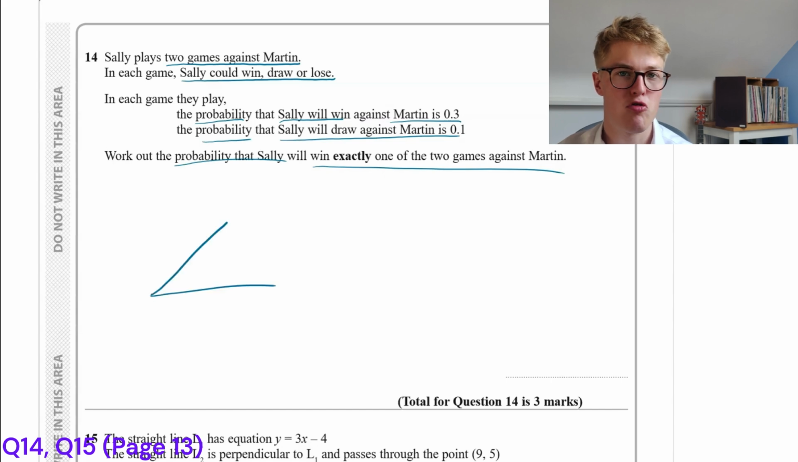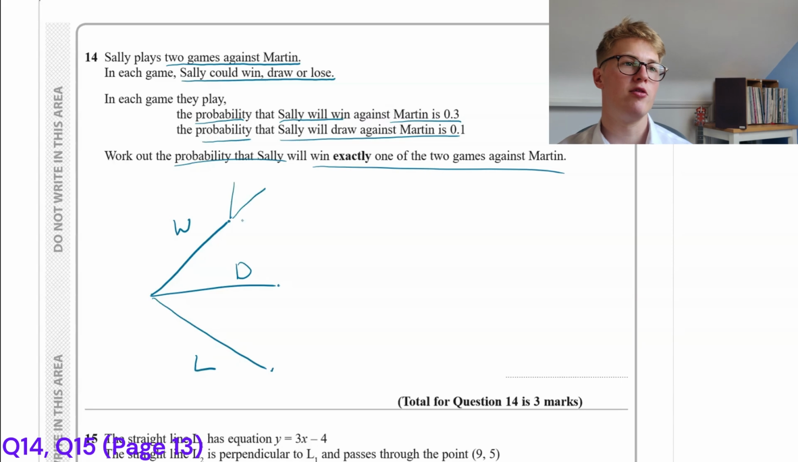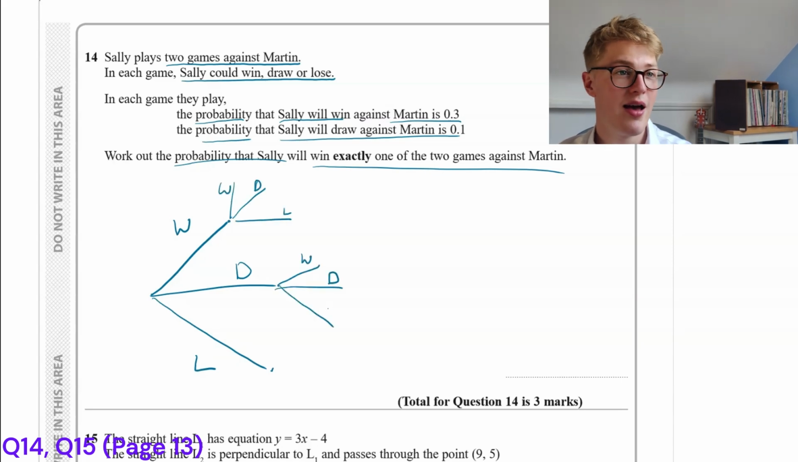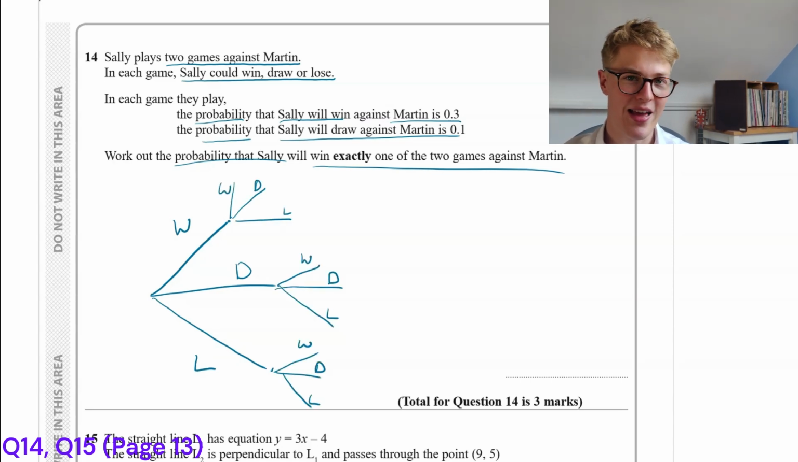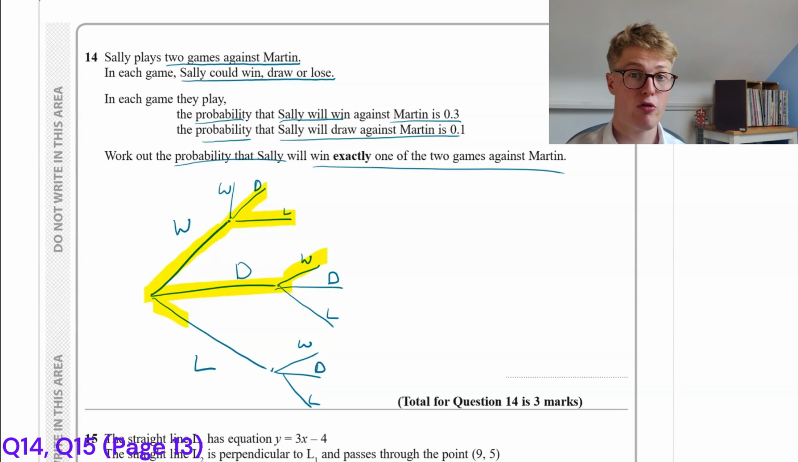So the first thing I did was draw a tree of all the possibilities of the game results. So we have a win, draw or loss for each game played. And we can see that if Sally is to win exactly one of these games, we have a win followed by a win, or a win followed by a draw, or a draw followed by a win, or a loss followed by a win.